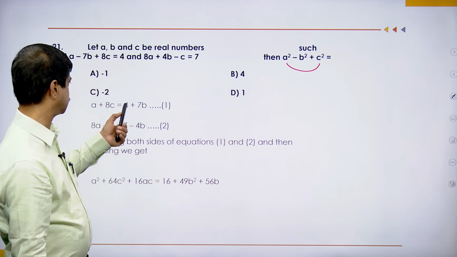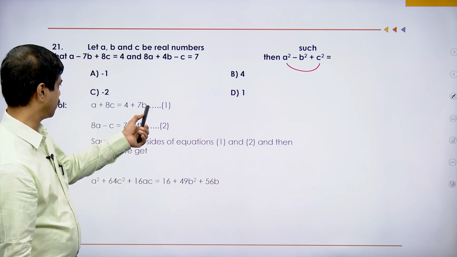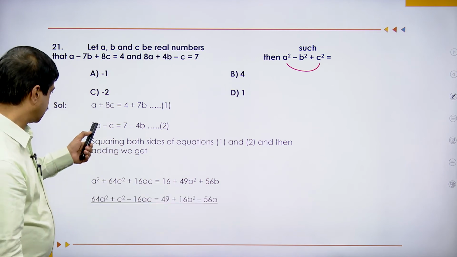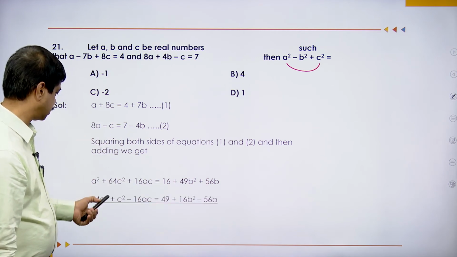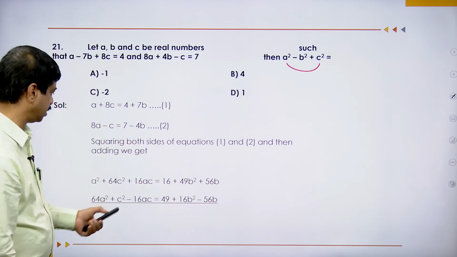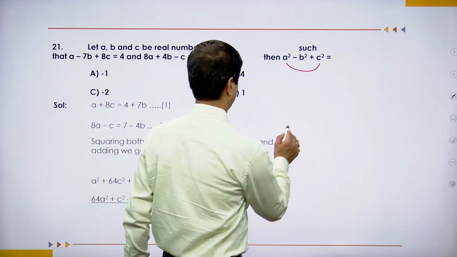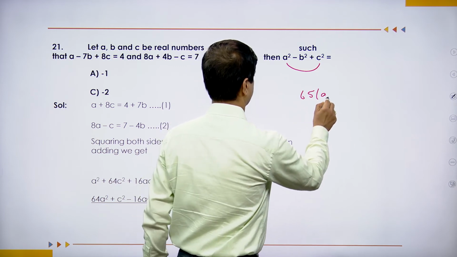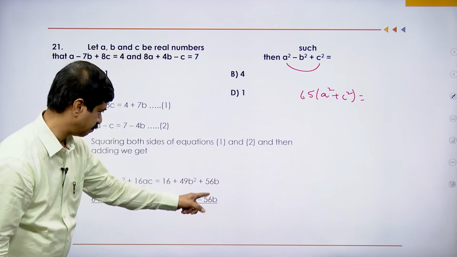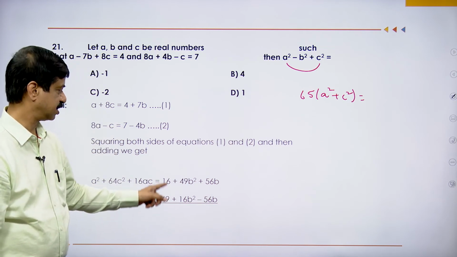A plus 8c whole square is a square plus 64c square plus 16ac equal to 4 plus 7b whole square is this. Now second, add this square: 8a minus c whole square is this, 7 minus 4b whole square is this. Add them. If you add them, these two get cancelled. You will be getting 65 into a square plus c square equal to, you see, plus 56b and minus 56b get cancelled, 16 plus 49, 65.